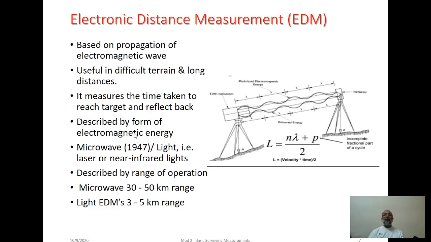Depending on the kind of electromagnetic energy the equipment employs, the equipment could be categorized as microwave equipment, laser equipment, or infrared equipment. Based on the range of operation and the category of the equipment we employ, we can have distance measurement like 3 to 5 kilometers or even 30 to 50 kilometers in a fraction of a second.